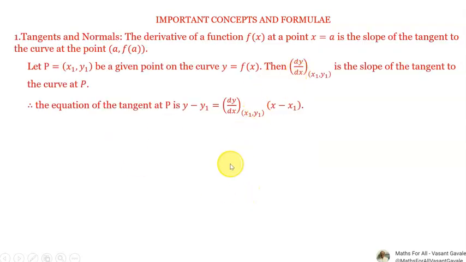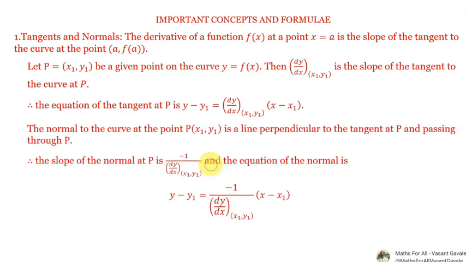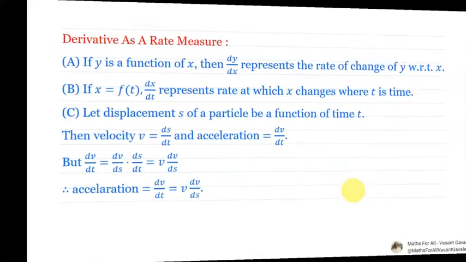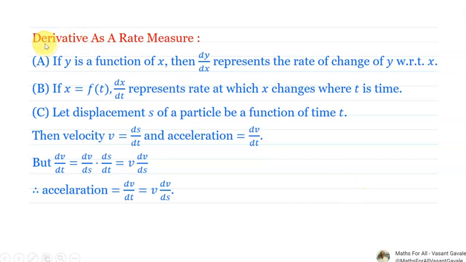These are the formulas for the equation of the tangents and the normal. We have completed the 50 examples on these topics, and this is the derivative as a rate measure.